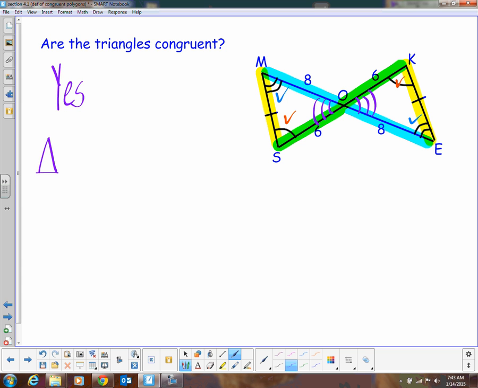Now, pay attention. If I do MOS, is congruent to what? Be careful. What corresponds to M? E. How did you know? Double arc. Find the double arc. Okay. O. What corresponds to O in the right? O. Triple. What corresponds to S? K. Single arc. That's the way you think through that to get that to match.